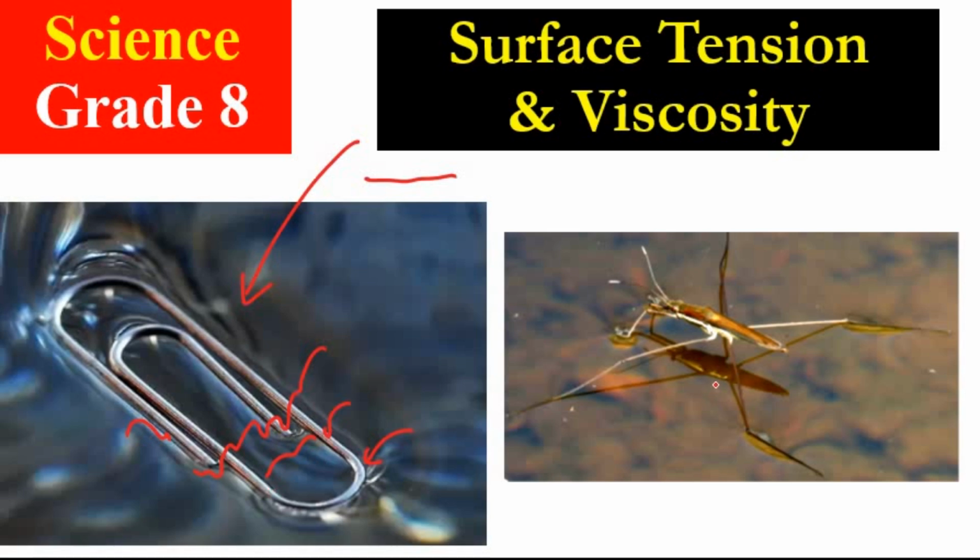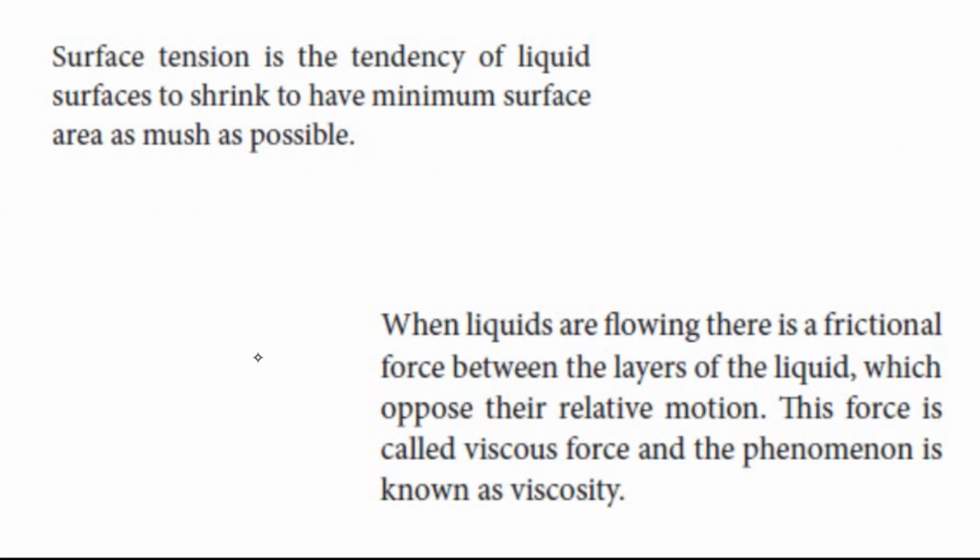See another example. This is an insect, the water strider. See how it is able to float above. Look over here, there is a dip. One of the legs is not inside the water. It's just floating, just like the paper pin. How is this happening? This is what we are going to talk about.